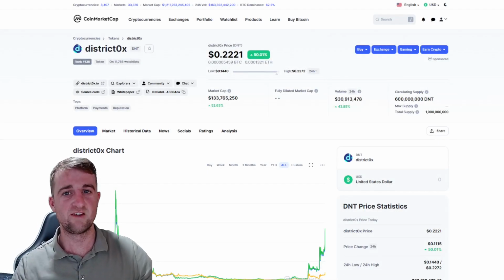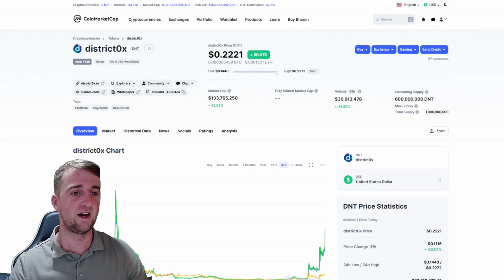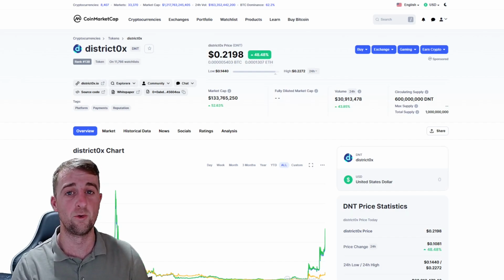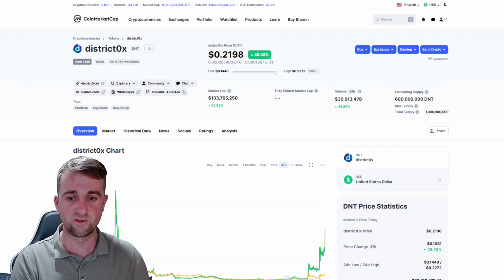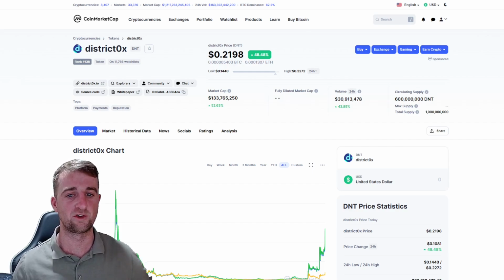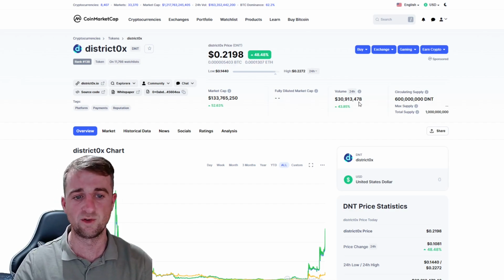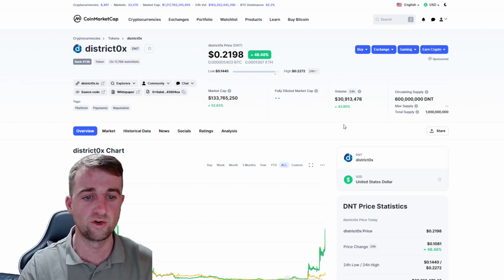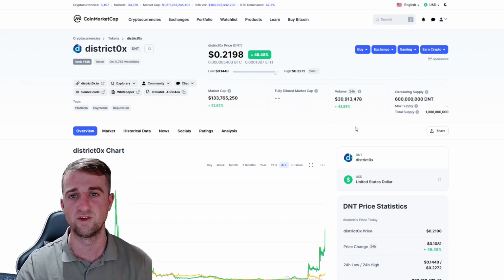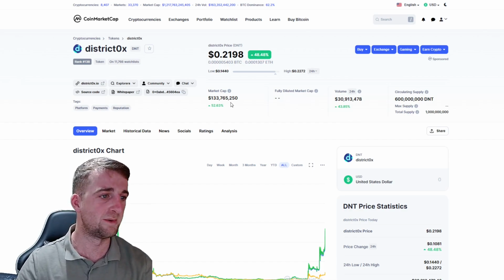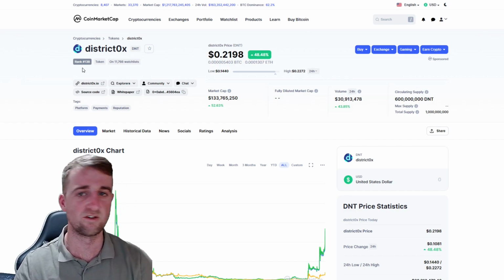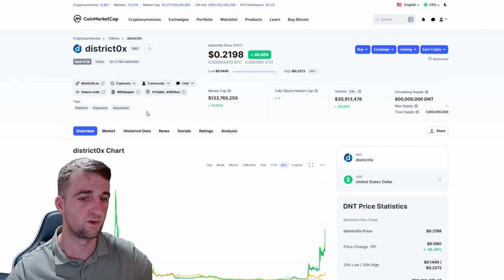So, District0x, which is ticker DNT, has a token price today of 22 cents. We are 50% up on today's trading. We have a total supply of 1 billion DNT, and out of those we have 60% in circulation. That's 600 million. 24-hour volume is up a fair chunk there. We are up 43%, so we're getting a 24-hour volume of $30.9 million, and that brings the market cap today to $133 million. The project is ranked number 38 out of all cryptocurrencies.